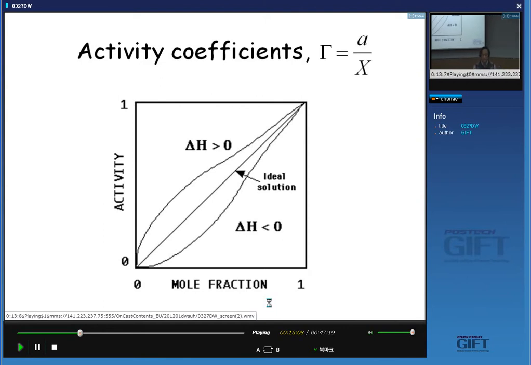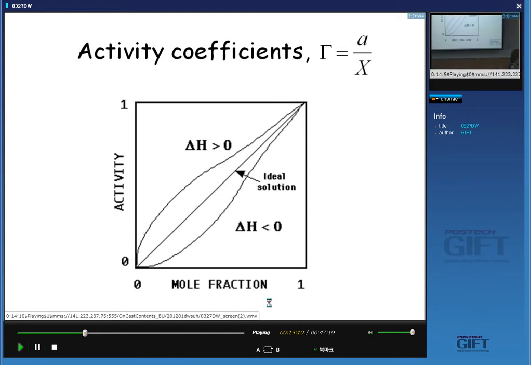And when the activity coefficient is smaller than 1, then the activity is less than its mole fraction. What is the physical meaning of an activity coefficient larger than 1 or less than 1? For random mixing, if elements A and B are mixed randomly, and each element does not care about its neighbor, then the activity coefficient will be 1, right? Because that is the definition of the ideal solution.